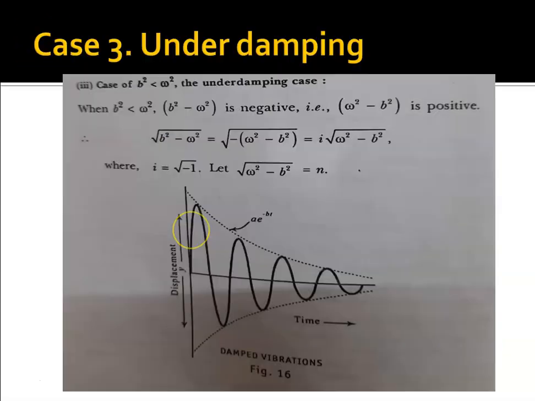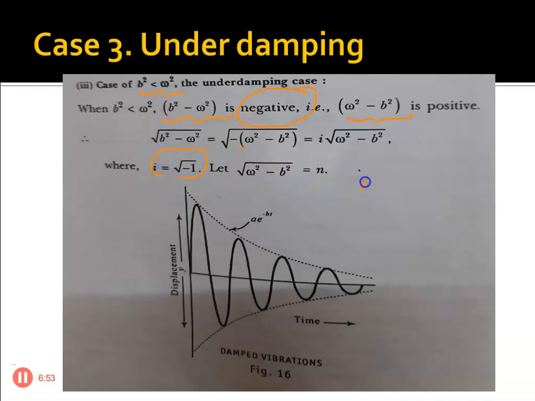So we will move on to the second one, the underdamping condition, in which b square is less than omega square. That means the frequency of the oscillating system is ahead of the resistive force. In that equation, b square minus omega square will become negative. If it is negative, it will be very difficult to solve, or the equation will become complicated. So to solve that, we consider omega square minus b square to be a positive quantity. So we will take the minus sign outside, and square root of minus 1 will be i.